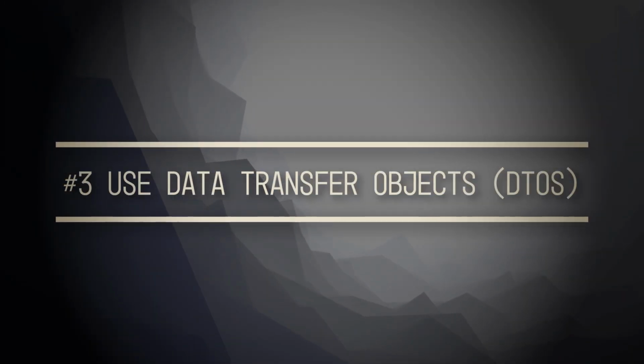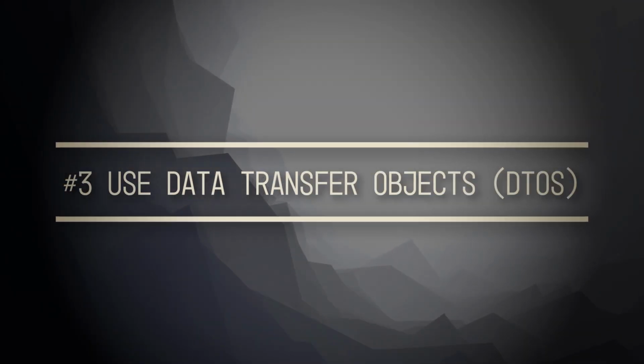Number 3, use DTOs. DTO stands for Data Transfer Objects. They help us define the shape of the data that comes into and goes out of the API. The main value DTOs provide is that they allow you to explicitly specify the contract that the API has with its client apps. This makes it clear what is expected and helps decouple the internals of the API from the client. The exact way you implement these can vary.